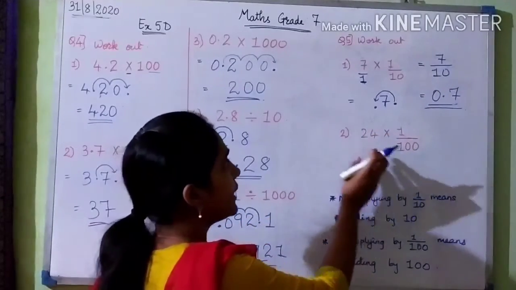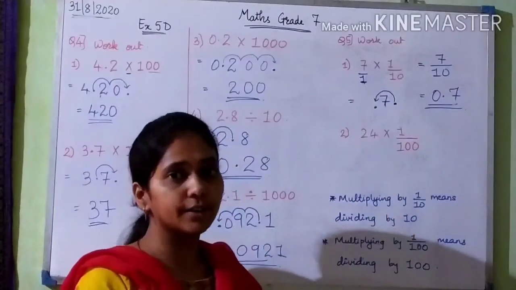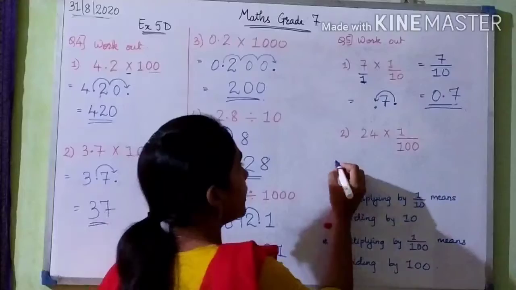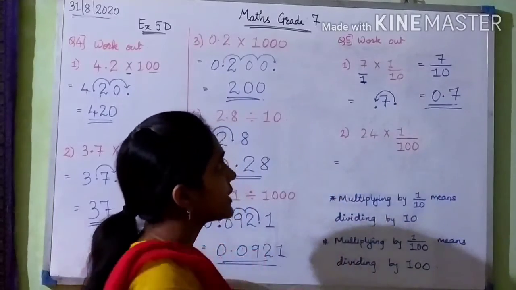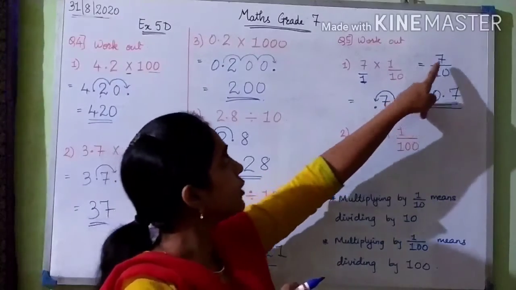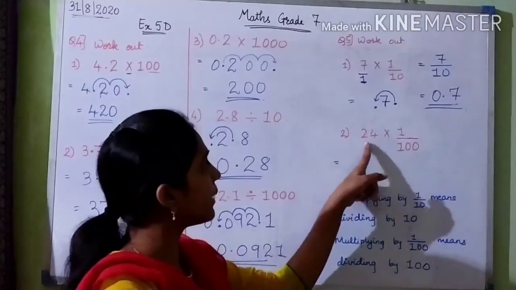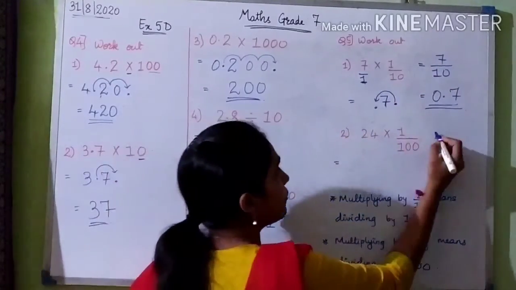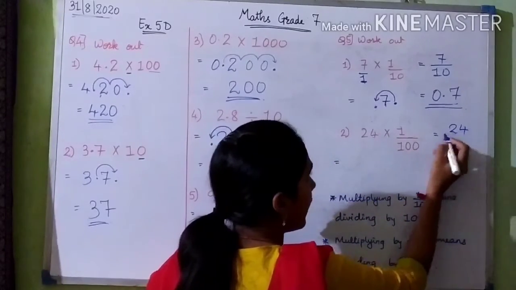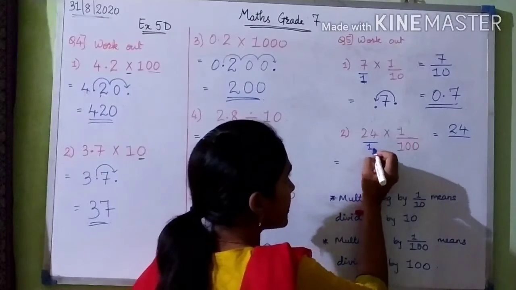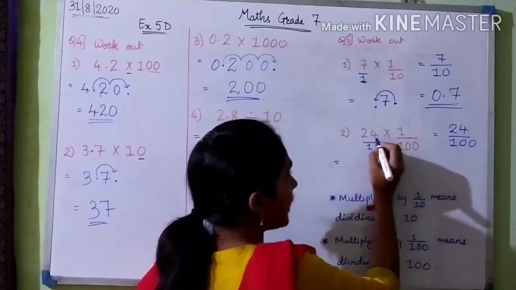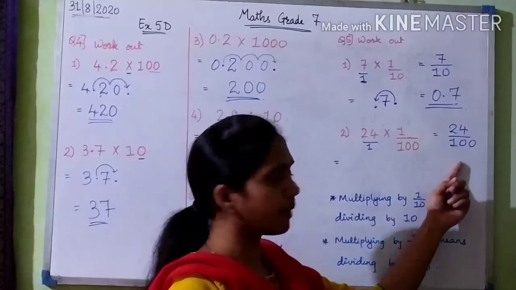Now similarly, if a number is multiplied by 1 by 100, here it was 10, here it is 100. So similarly, this will be the same as this. So if any number is multiplied by 1 by 10, it will be 7 by 10. So here it will be 24 by 100. So 24 into 1 by 100: 24 into 1 is 24. And here there is no number, meaning there is a 1 here. So 1 into 100 will be 100. So 24 into 1 by 100 is 24 by 100.